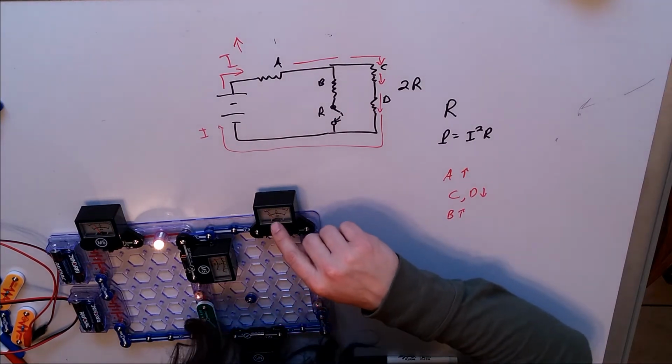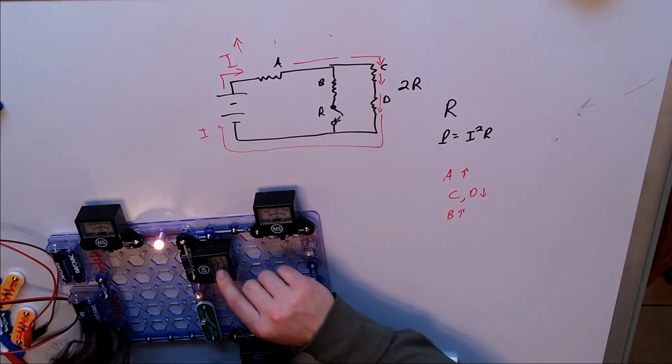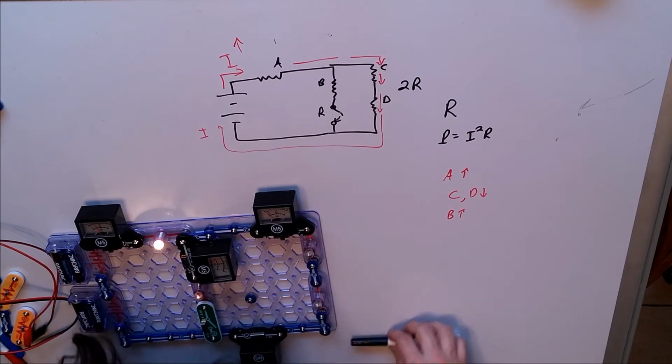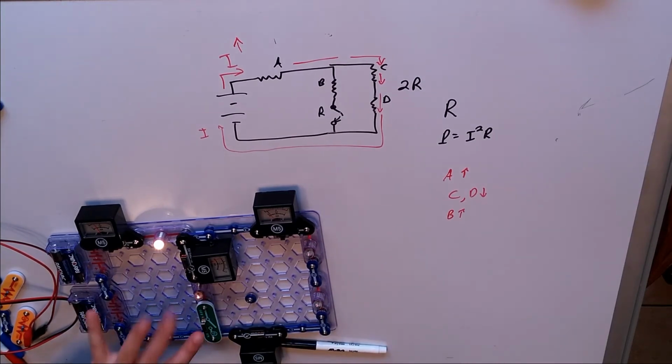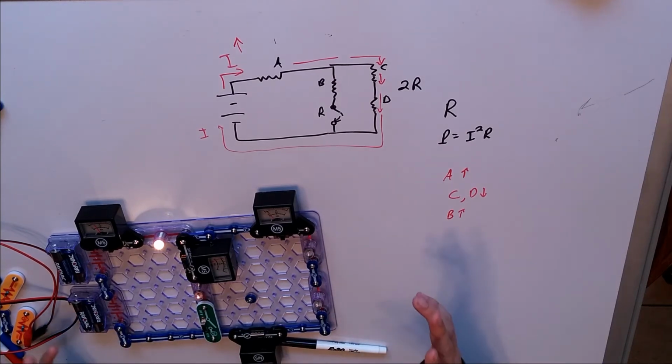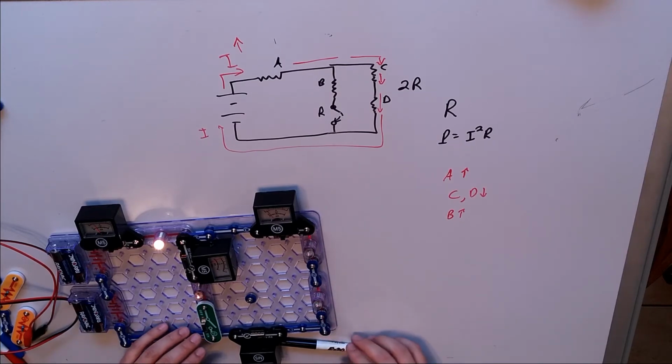Over here, we have maybe about 0.4 amp going through this, and over here, we've got probably about 0.7 amp, so pretty close to twice. Part of that may be these meters aren't the best ever.